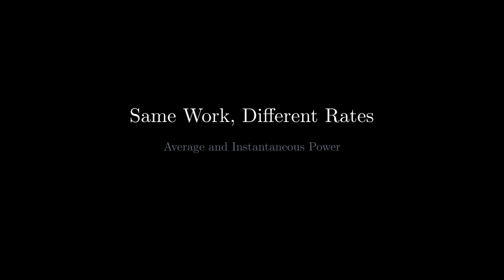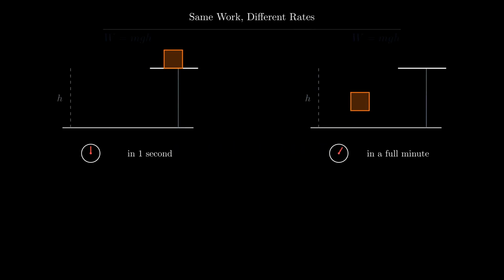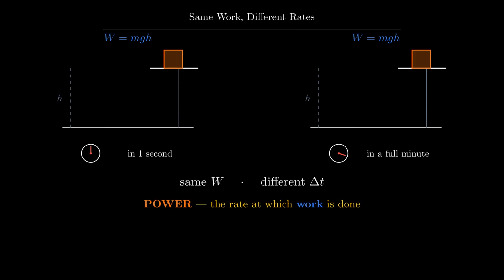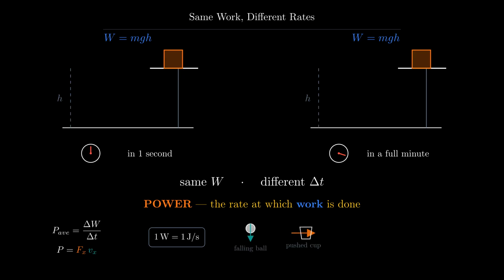Lift a crate onto a shelf in 1 second, or take a full minute, the work done is identical. What separates the two is power, the rate at which work gets done. In this video, we define average and instantaneous power, measure them in watts, compute both for a falling ball and a push cup, and then prove the deepest version of the idea. Power is the rate of change of kinetic energy.